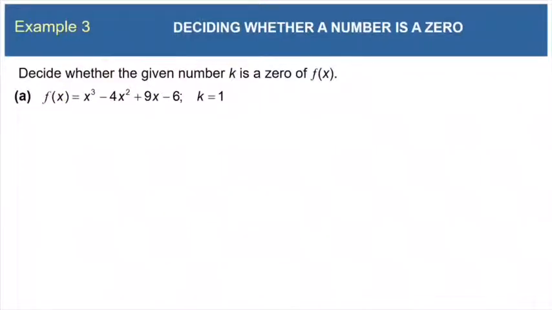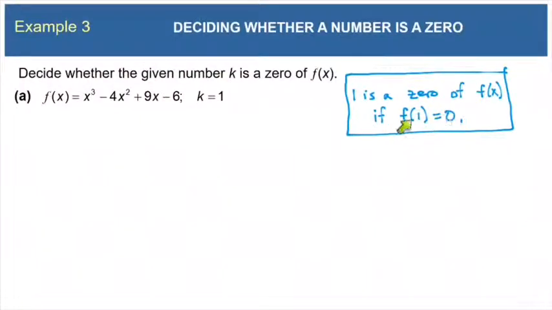Now, how will we know that? Okay, 1 is a 0 of this function if f of 1 equals 0. That's what it means for a number to be a 0. It means when you plug it in, you get 0. But remember, we're trying to avoid just plugging in. We want to use our remainder theorem. So what we need to do is run the synthetic division with 1 in the box. If we get a remainder of 0, then we'll say yes, 1 is a 0 of this function. If we get a remainder that's not 0, we'll say 1 is not a 0 of this function. So here we go. Our first term is an x to the third term.